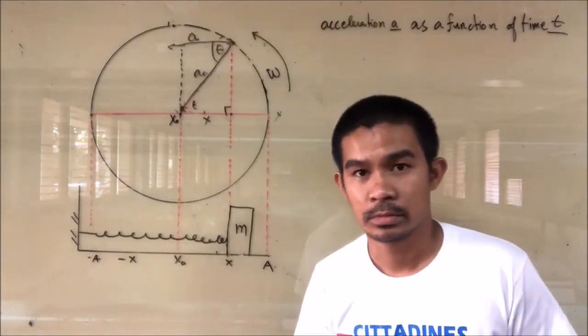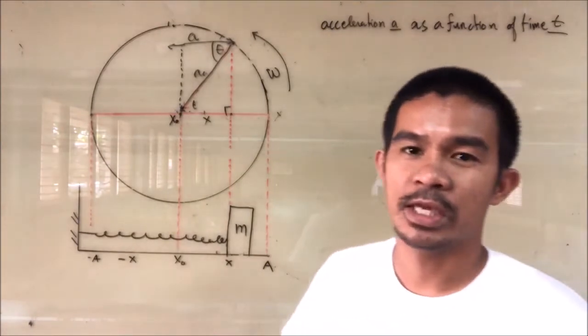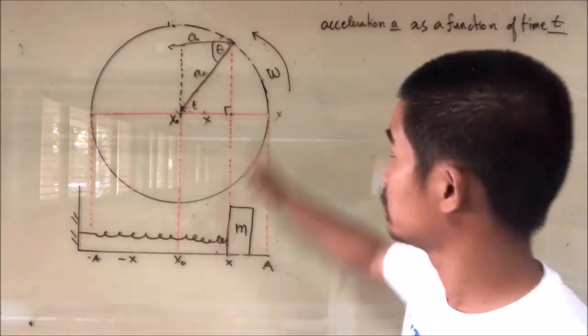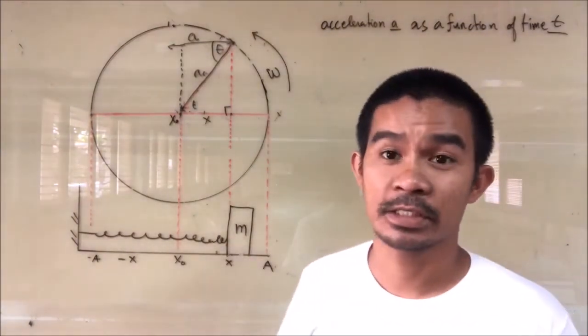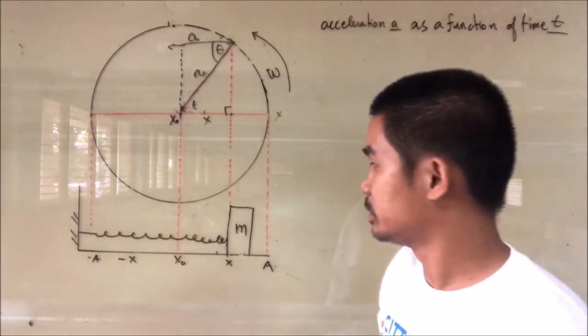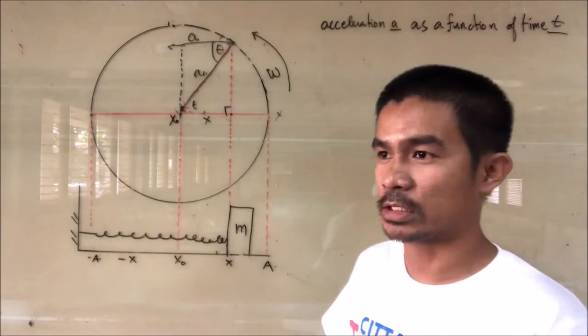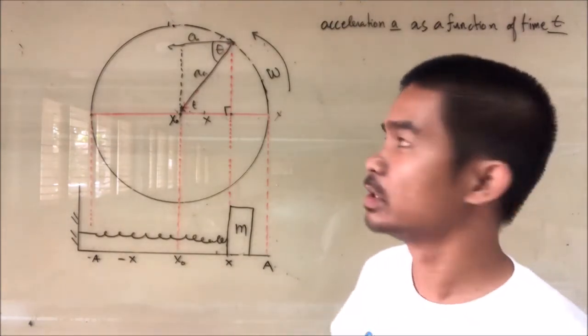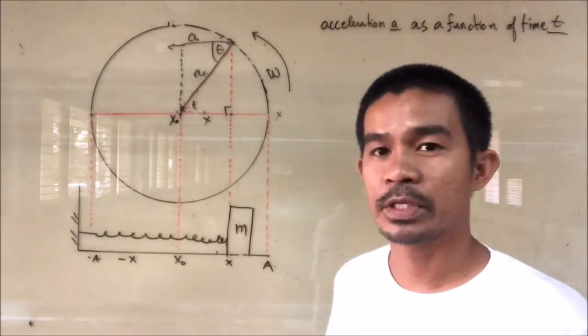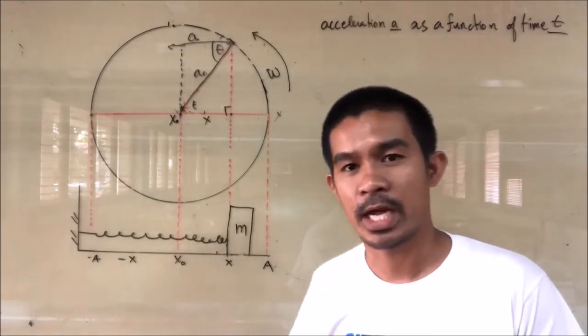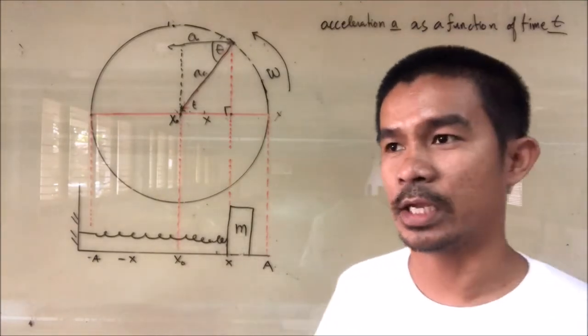So, this time we will determine the acceleration a as a function of time t of an object in simple harmonic motion. So let us link simple harmonic motion to uniform circular motion so that we can have the equation of the acceleration.